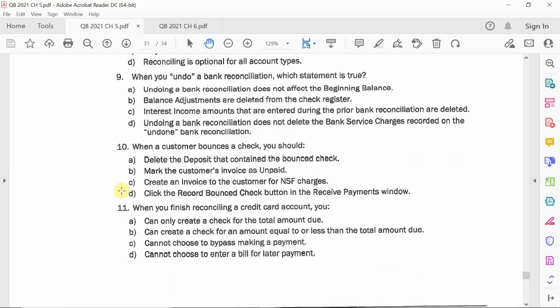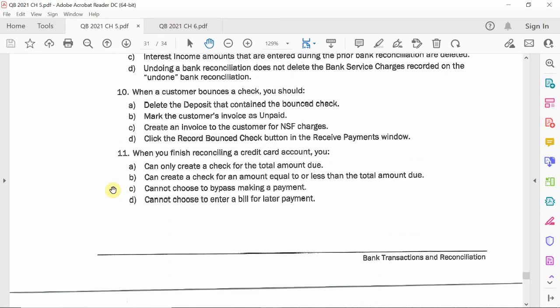Number 10, okay? When a customer bounces a check, you should what? D. D is correct. Click the record bounced check button in the receive payments window. Right? Only one way to do it, and that's it right there.